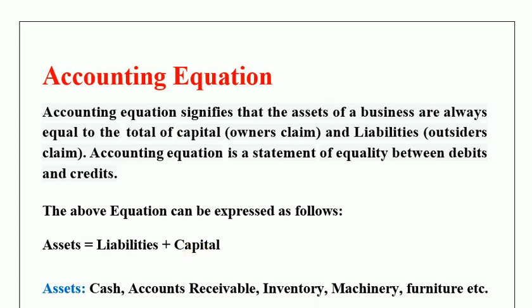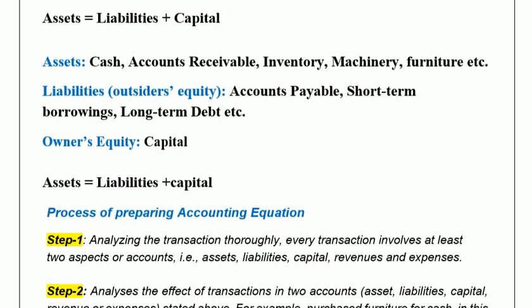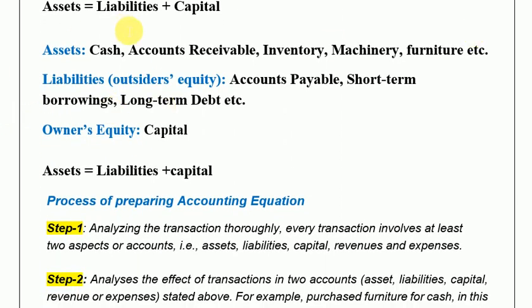So what are the assets? I hope we have already discussed assets in our basic accounting terms. Assets are cash, accounts receivable like debtors, inventories, machinery, furniture. These are the various assets of a business. Now we come to the liabilities, that is outsiders' equity, outsiders' funds, outsiders' liability. This includes accounts payable like creditors, short-term loans or borrowings, and long-term loans or debt. These are various examples of liabilities.